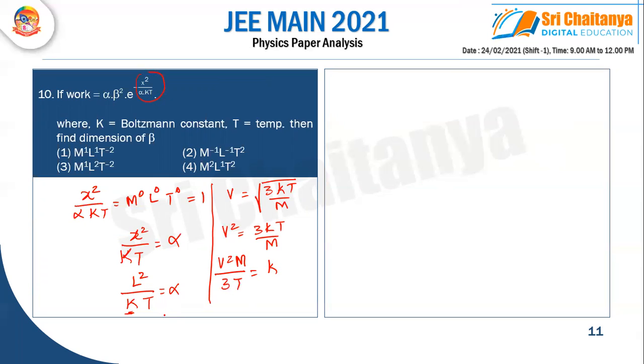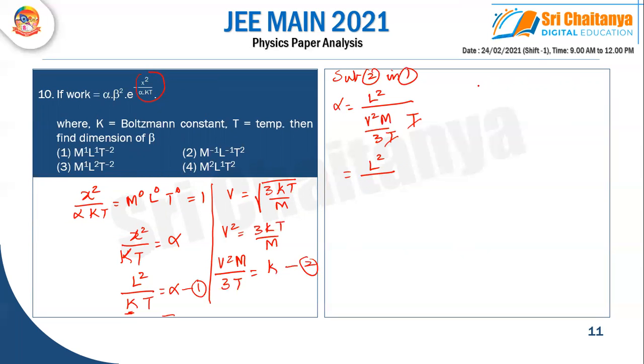Now we have found alpha is equal to L square by KT. I mark this as equation 1, this as equation 2. I substitute 2 in 1. Now alpha is equal to L square by, in the place of Boltzmann constant K, I'm substituting V square M by 3T, and into T I have. Now this T gets off, of course. Now L square by V square into M I have.